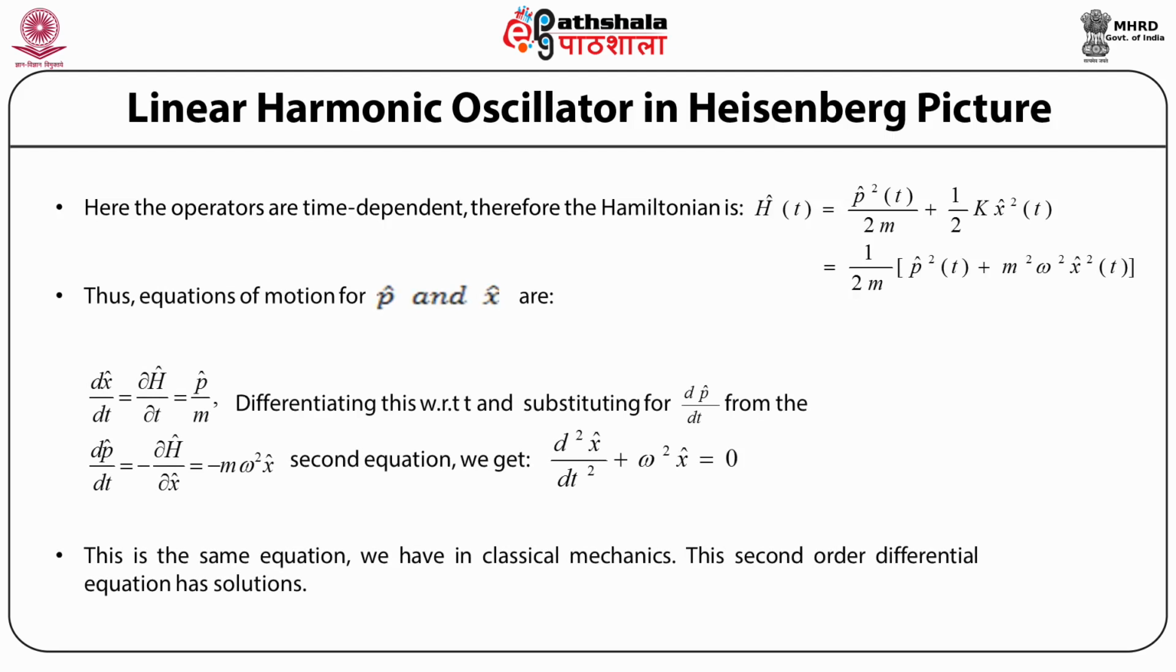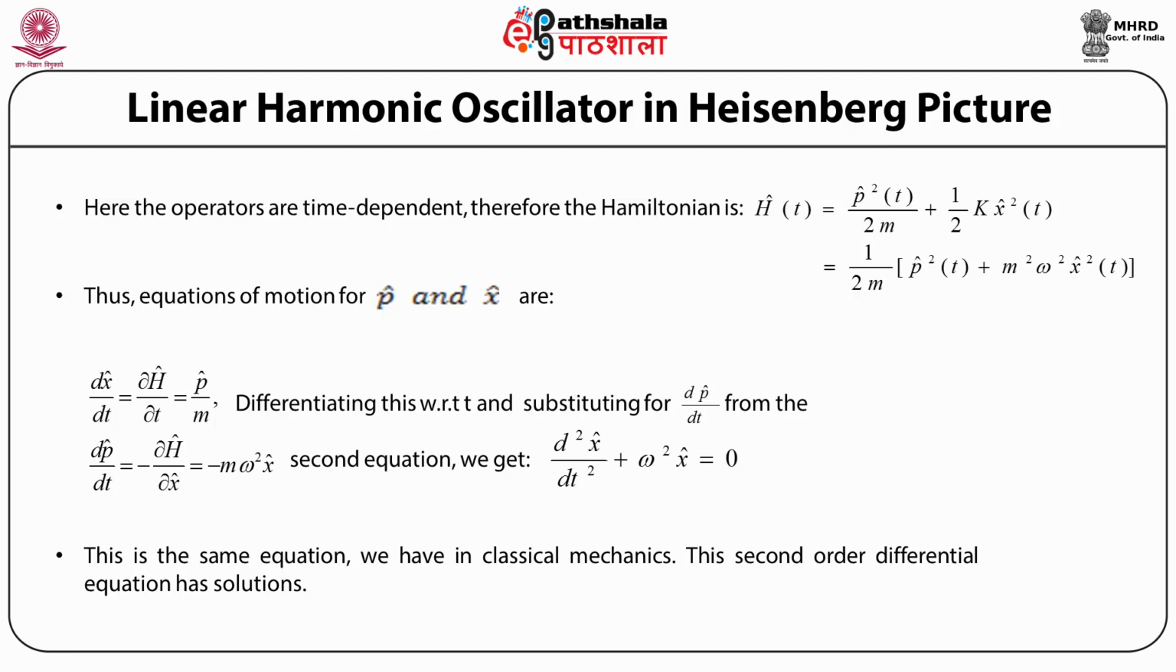Thus, the Hamiltonian operator H(t) in the Heisenberg picture can then be further simplified as 1 upon twice m times, within brackets, the square of the momentum operator p(t) plus the square of the mass times the square of the angular frequency times the square of the position operator x(t).